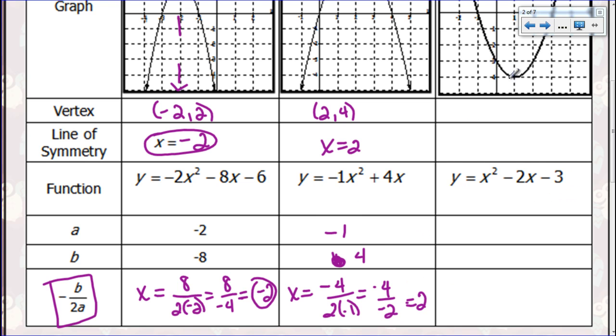So I'm going to have you pause just a second. I want you to do this third one, find me the vertex, line of symmetry, and then do it algebraically, and then come back and check your answer.